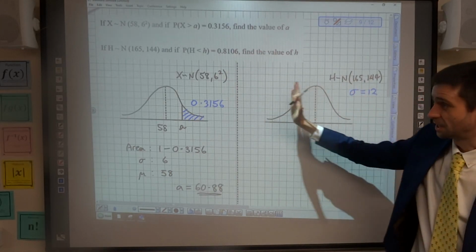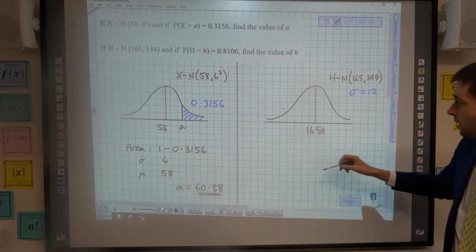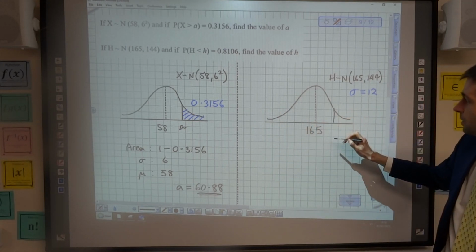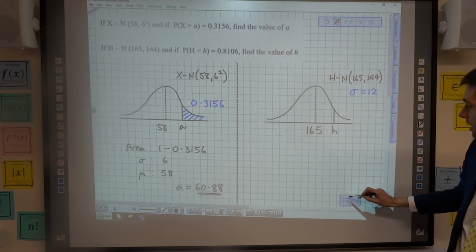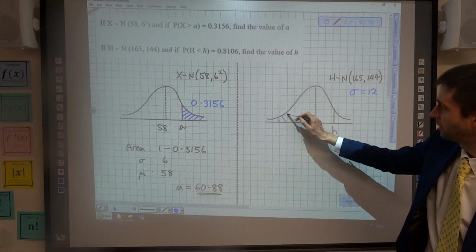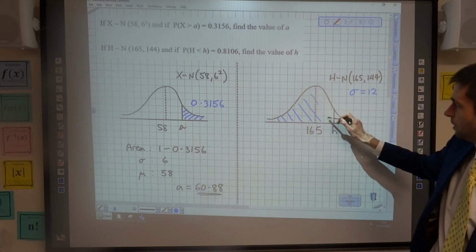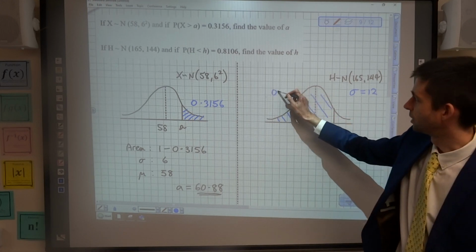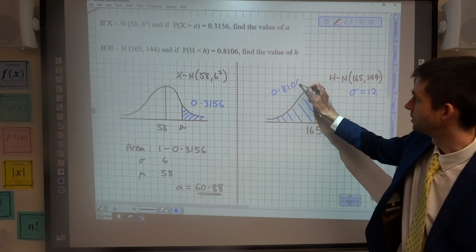So the area to the left of my line is more than a half, which means that my value of H must be up here above the mean. And this area here to the left is going to be 0.8106.